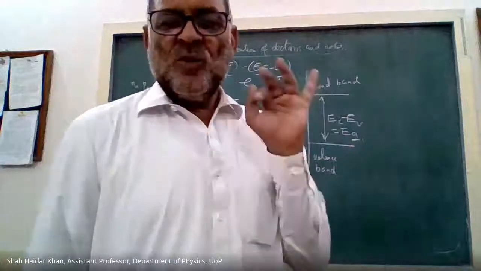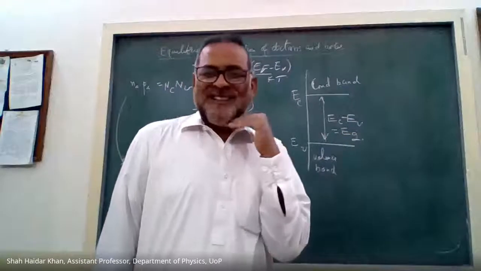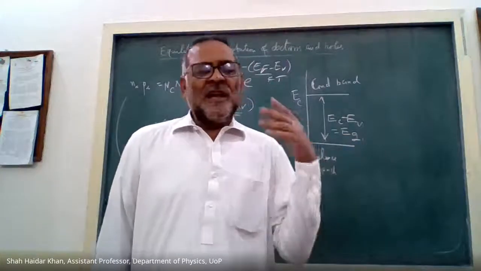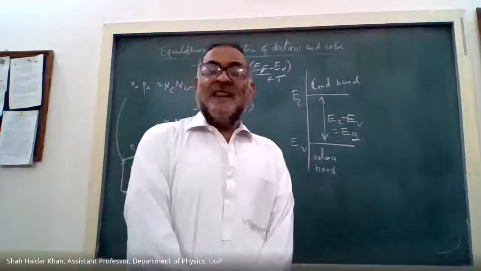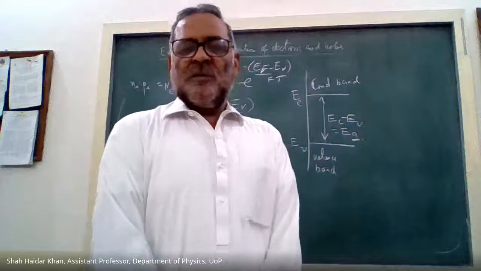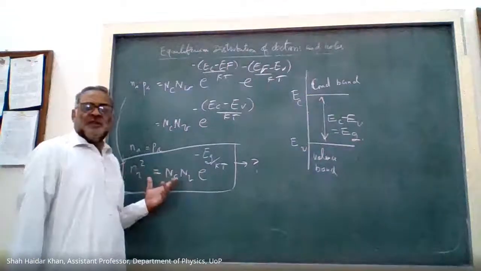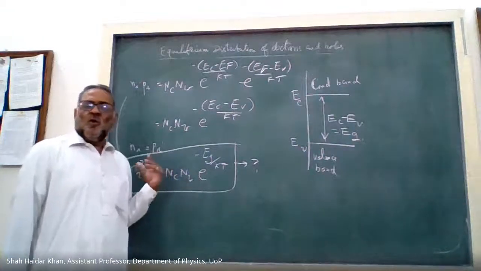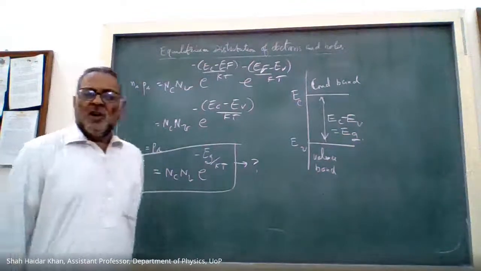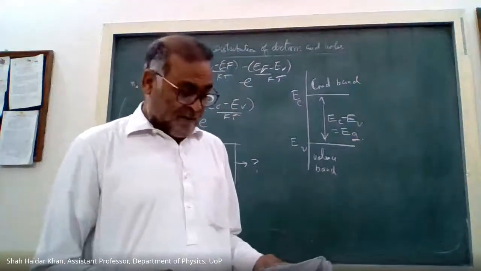Remember, Ni is equal to Pi in the intrinsic case. In the pure case, the number of electrons will be equal to the number of holes. So if you know the number of electrons, that is enough, because the number of holes is equal to the number of electrons, right? So this equation is an important equation through which we can find the concentration of electrons and holes in a semiconductor, right?